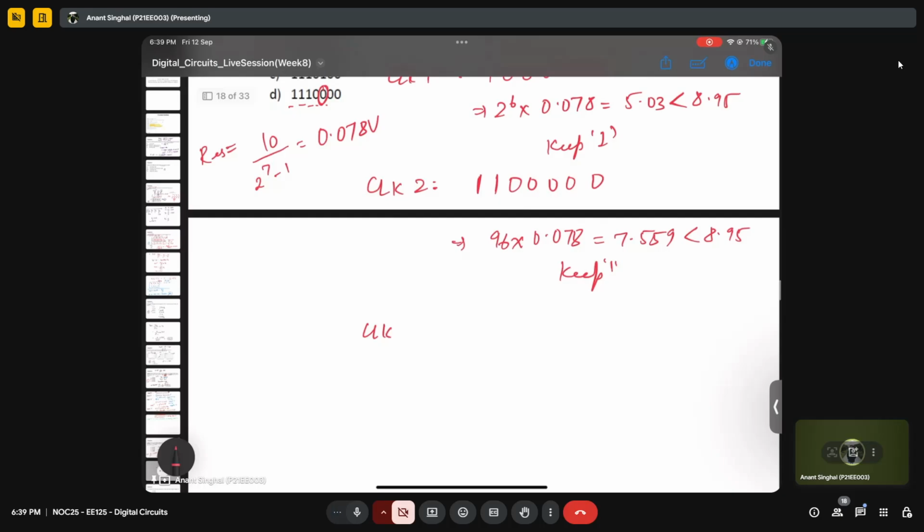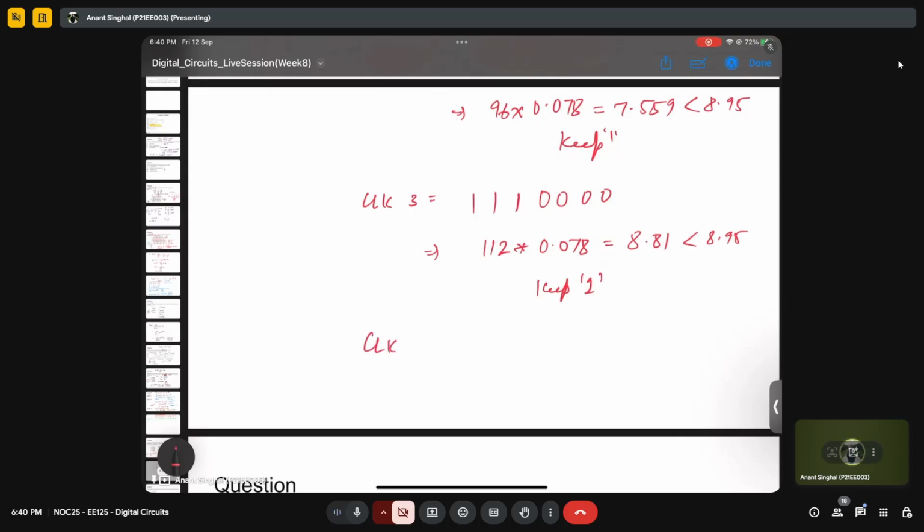So at clock 3, we have 1, 1, and the clock 3 will make this as 1. Now we'll again check. So 96 plus 16, it's 112. It should be 8 point something, 8.81, I think. So it is less than 8.95. It is still less than that. So we'll again keep 1.